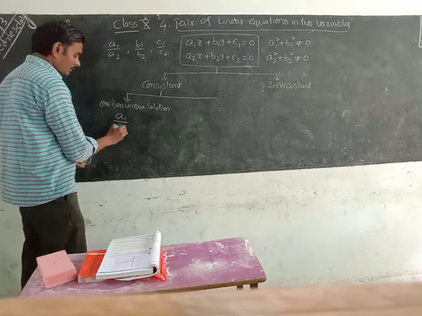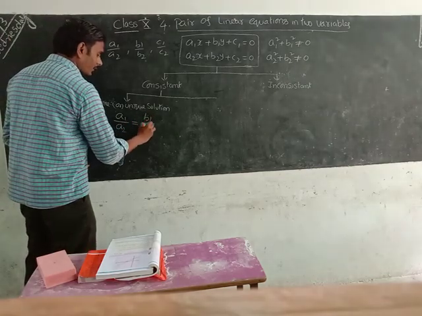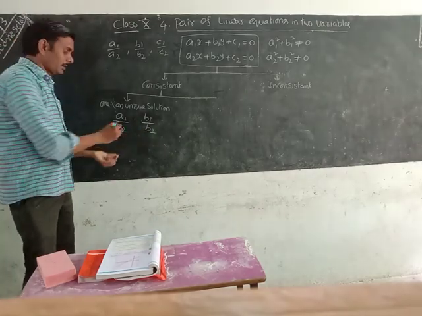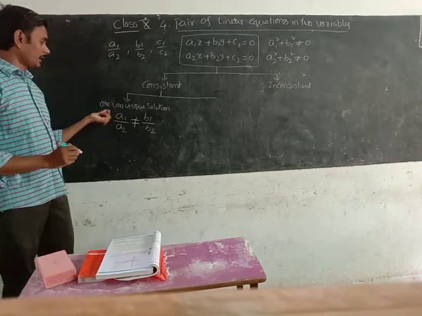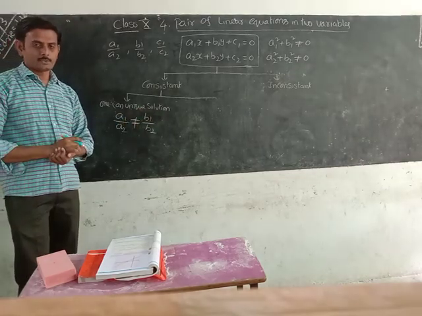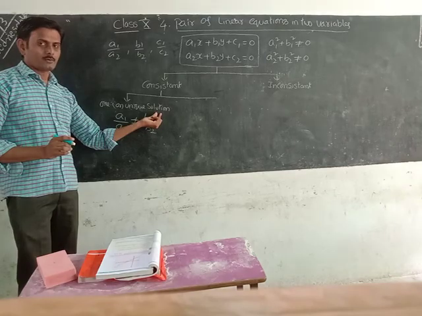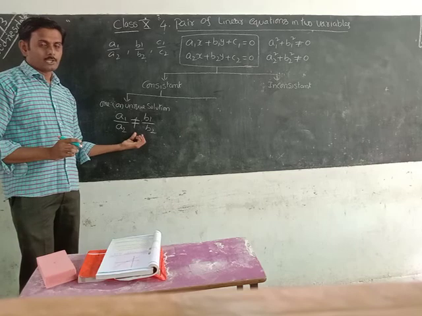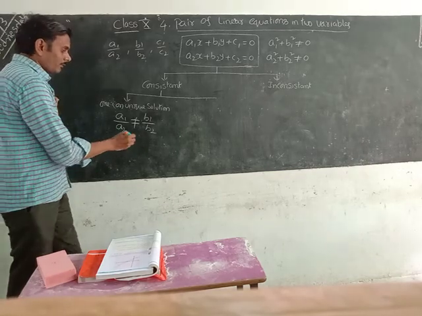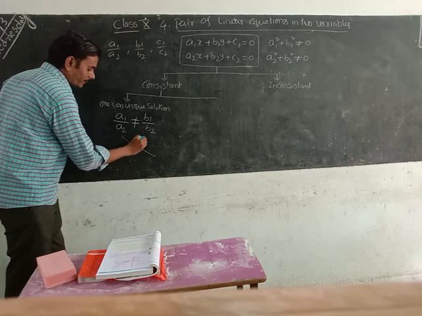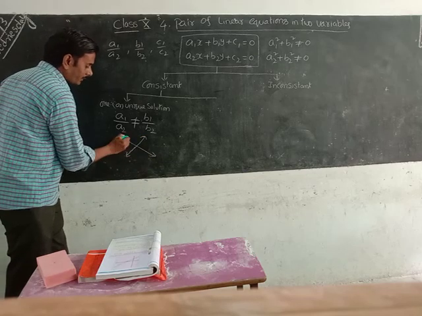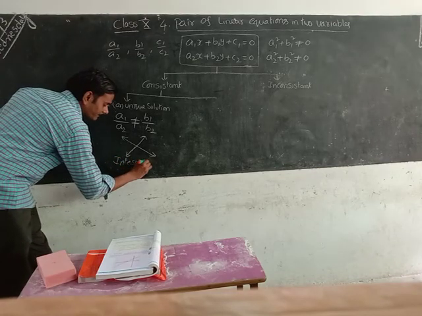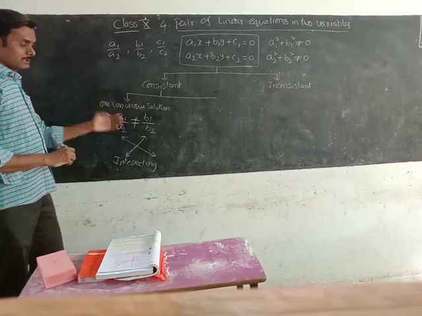Between the ratios a1 by a2 and b1 by b2, the relation should be not equal. Then those will have one solution, or a unique solution. If a1 by a2 and b1 by b2 are not equal, they have only one solution, and the graph looks like this. This is called intersecting lines.